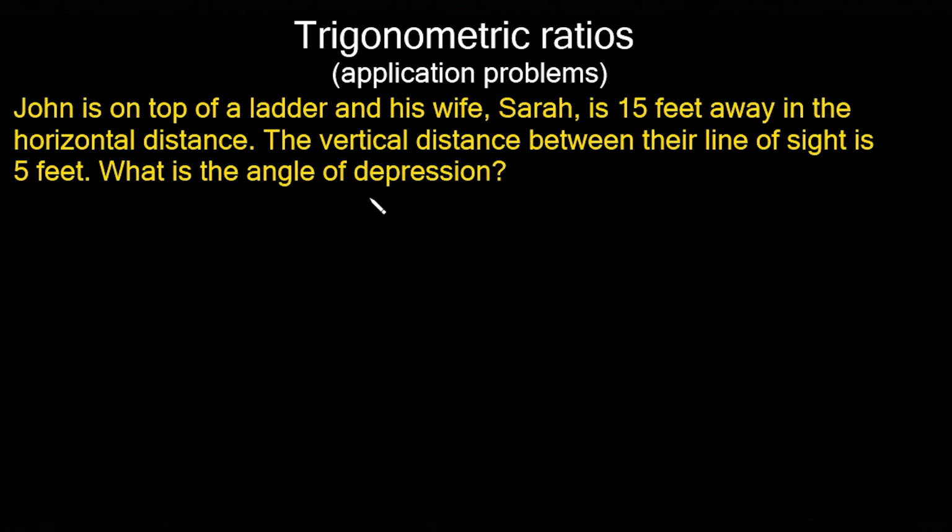So here's our last example. It says the following. John is on top of a ladder, and his wife, Sarah, is 15 feet away in the horizontal distance. The vertical distance between their line of sight is 5 feet. What is the angle of depression?